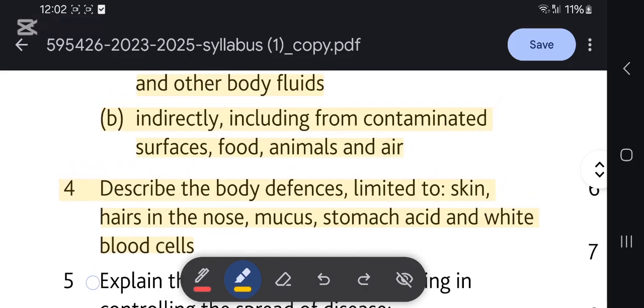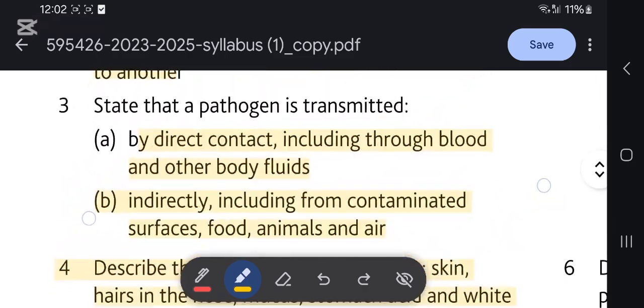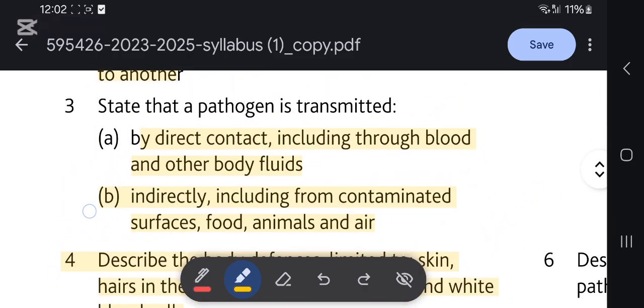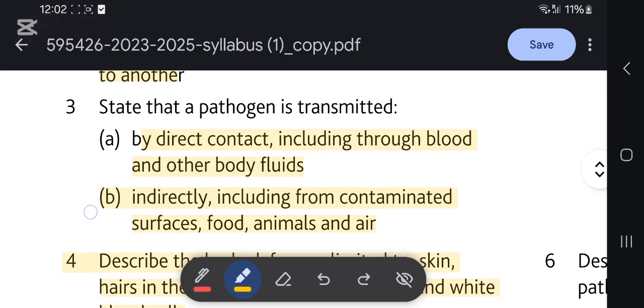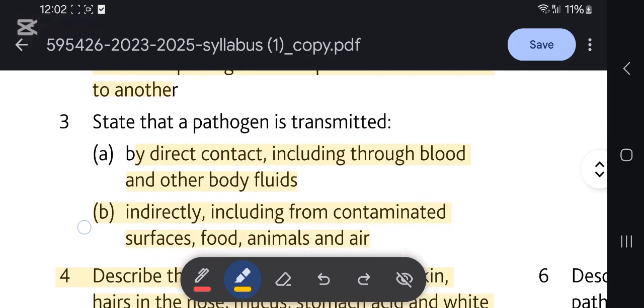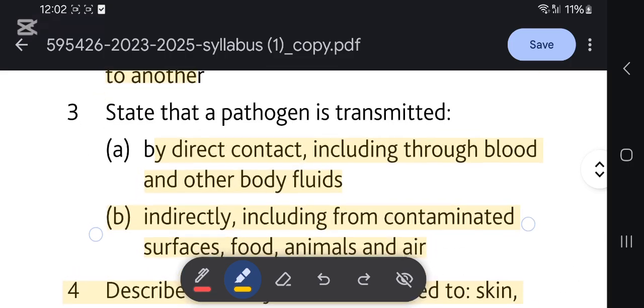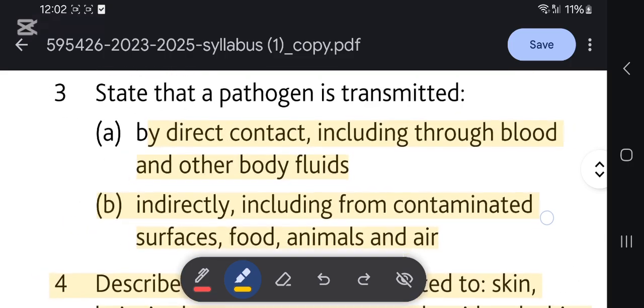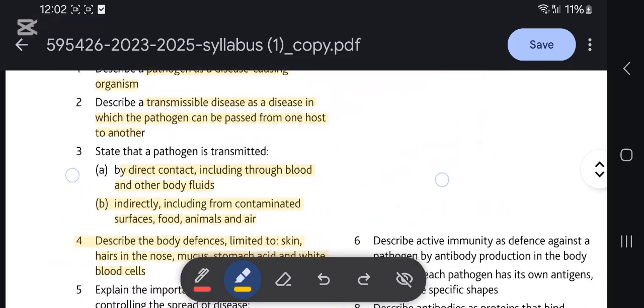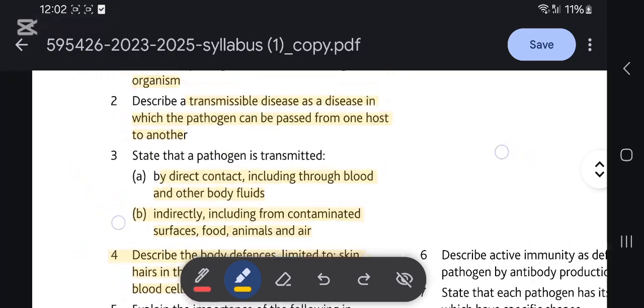White blood cells in the body defense kill the pathogen. You know what white blood cells do? They detect the pathogen as a foreigner, and they just attack it. But it takes time for the white blood cells to make antibodies. We'll have a look at it right now. Okay, by direct contact through blood and body fluids, and by indirect contact, we just discussed contaminated surfaces, food, and animals.